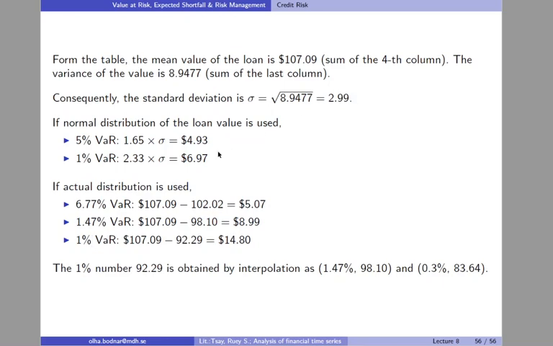If a normal distribution of the loan value is used, we assume that this is normally distributed. At 5%, we have a value at risk of $4.83 million and $6.87 million at 1%. If the actual distribution is used, we have this value at risk at 6.77%, this value at risk at 1.47%, and this value at risk at 1.7%. Note that the 1% number is obtained by interpolation.